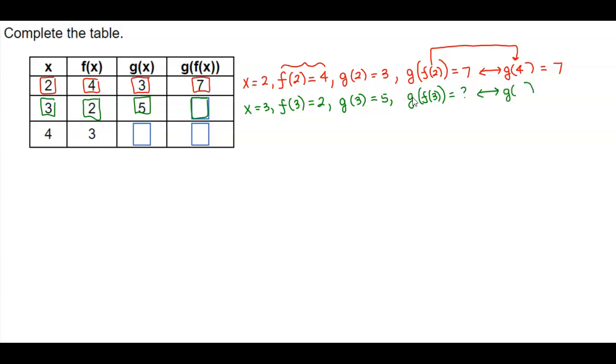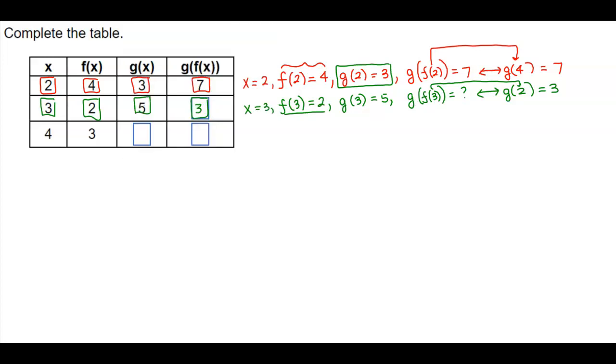Do we know what f of 3 is? We know that f of 3 is given here, which is 2. And so what is g of 2? Well, g of 2 is given in the first row, which is 3. So now we know that this answer is going to be 3.